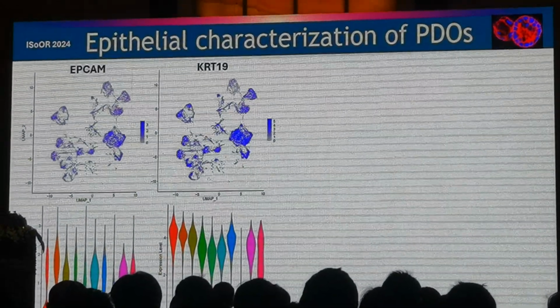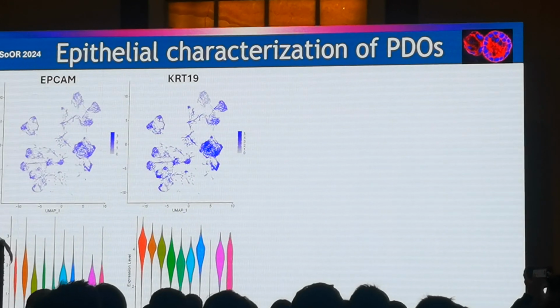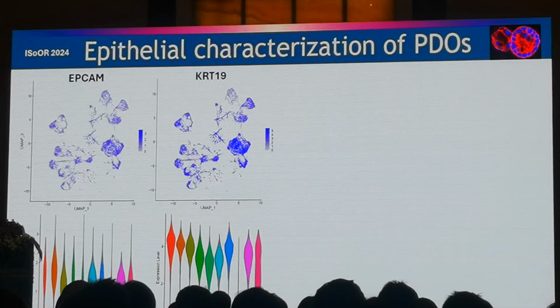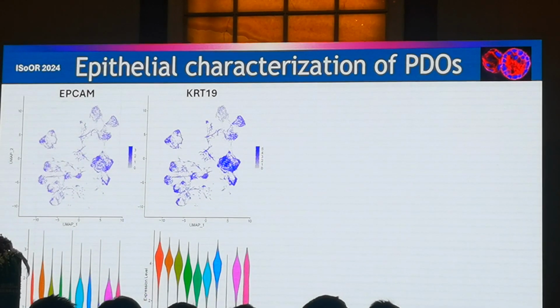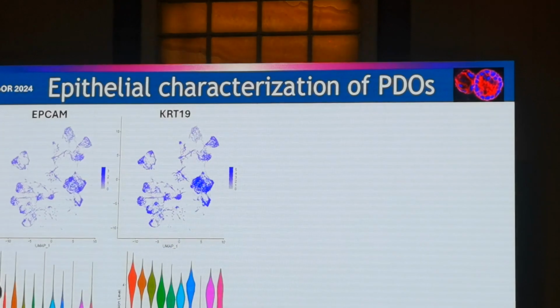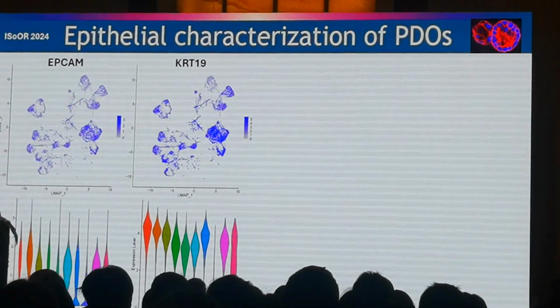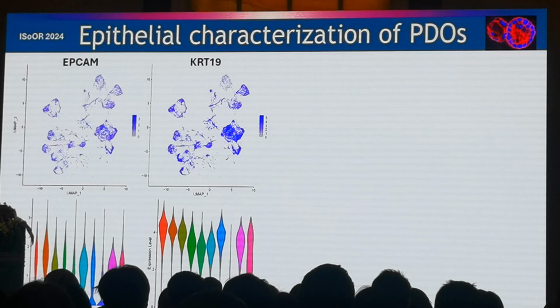So we looked for epithelial markers, and first here we have E-cadherin. E-cadherin is widely expressed in primary cells and also in the organoids. And then we looked at keratin 19, which is a luminal marker, and we found that this is expressed in the primary cells and also in most of the PDO cells.